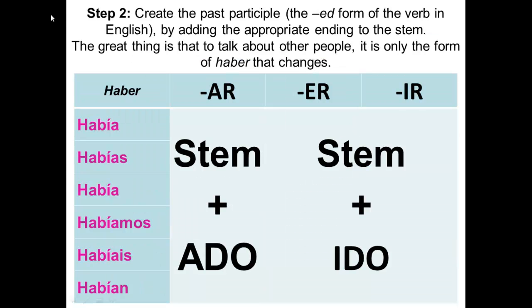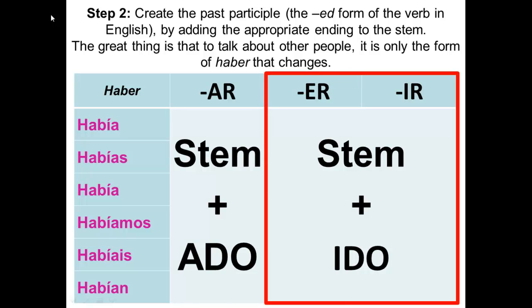Step 2 is to create the past participle. This is the ed form of the verb in English, by adding the appropriate ending to the stem. Remember, the stem is created by the infinitive minus the last two letters. The great thing is that to talk about other people, it is only the form of haber that changes, and here we see it on the left hand side in the imperfect tense. Notice how the stems for AR verbs are literally the infinitive minus AR plus ado, and for ER and IR they are the same. You remove the endings and you add ido.